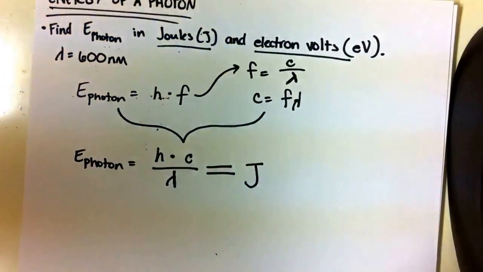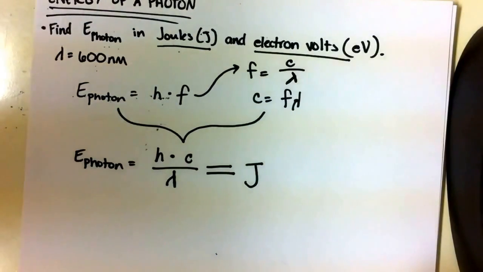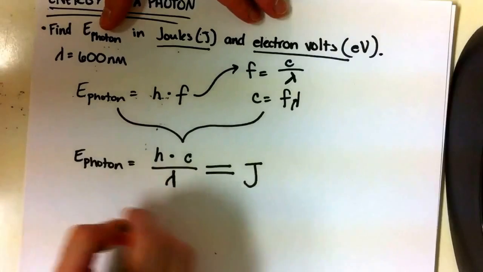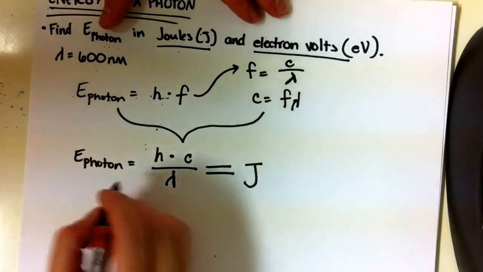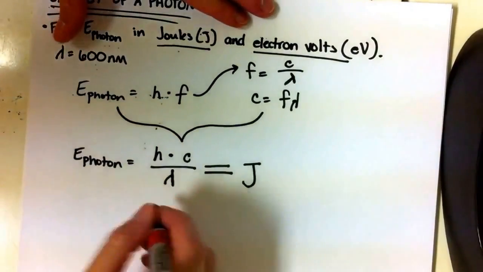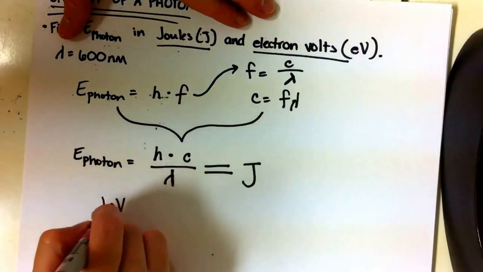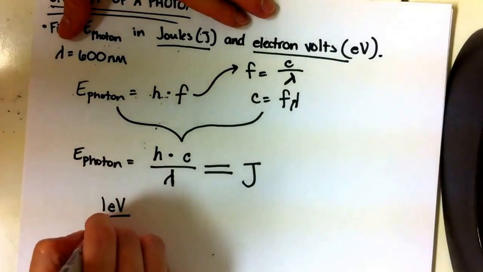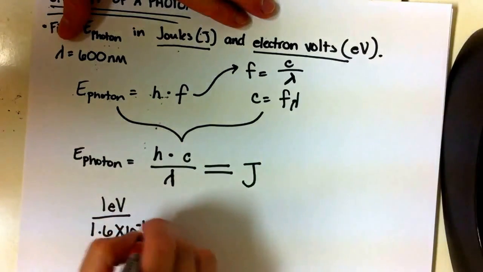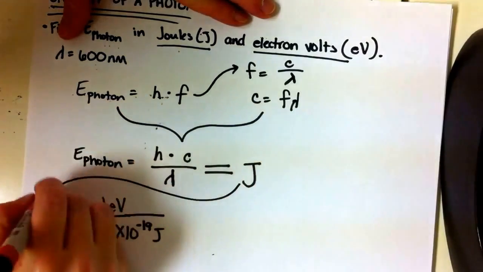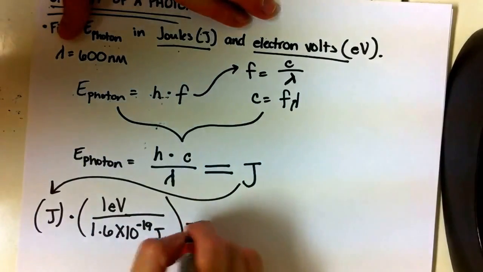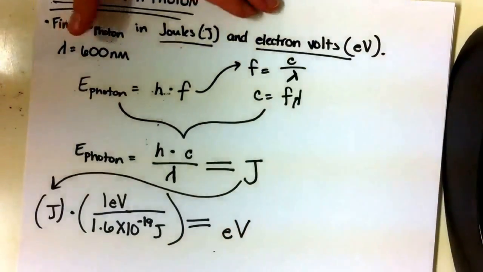Now, how do you convert from joules to electron volts? It's pretty simple. Whenever you're converting, you use your number for joules, because, as you remember, joules can be converted to electron volts simply as 1 electron volt is equivalent to 1.6 times 10 to the negative 19 joules. When you put this number in joules and you multiply it, it will give you electron volts.